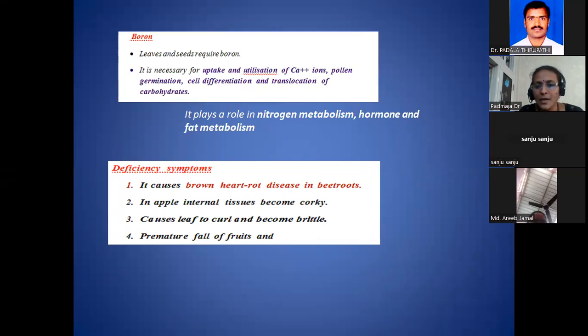That means whenever the movement of food materials is affected, this premature fall of the fruits will be seen. One time they asked which nutrient affects pollen germination, meaning boron, and the translocation of carbohydrates is also by the boron.